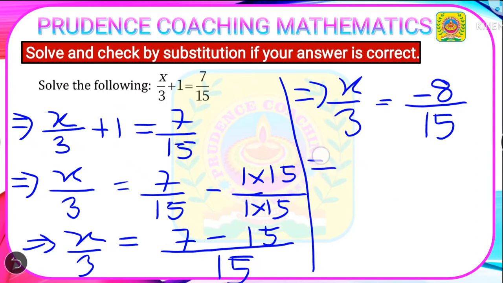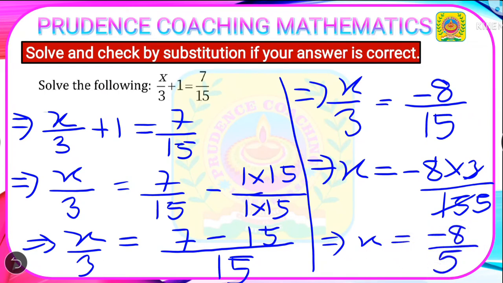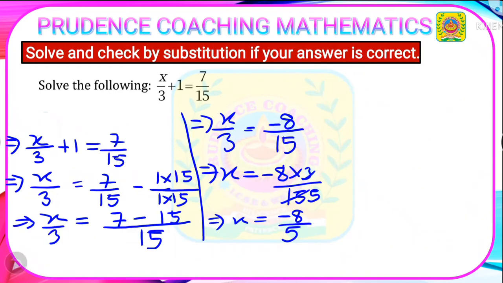Now we need to take this coefficient, which is plus 1 by 3, towards the right. It is in division, so it will become multiplication. So it will be minus 8 into 3 divided by 15, and we know 3 fives are 15, so it will cancel out, and the value of x, what you will get, is minus 8 by 5. Now we need to put in the LHS and get the RHS and check whether your answer is correct or not. So as usual, we will start with LHS.